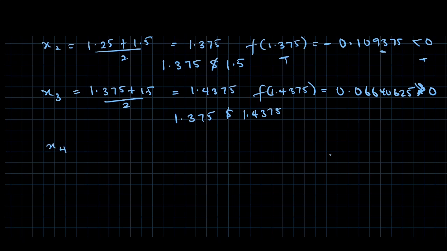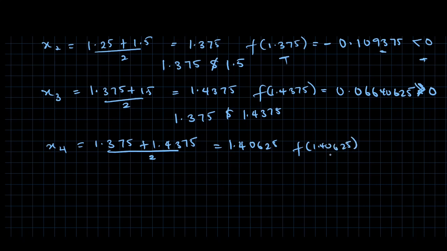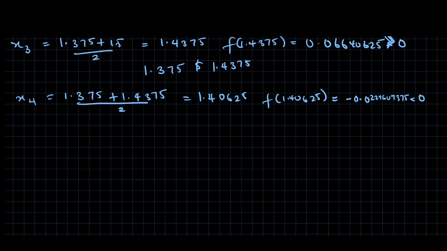So again, our next midpoint will be (1.375 plus 1.4375) all over 2, which equals 1.40625. Put this into the equation. You're going to get 1.40625 squared minus 2. That's going to give you minus 0.022460937, which is less than 0. So we look for the last value that had something greater than 0. That's what's here, 1.4375. So now we know it lies between 1.40625 and 1.4375.